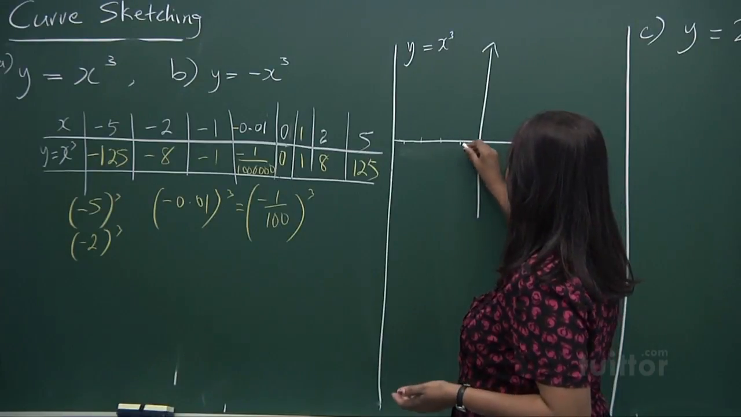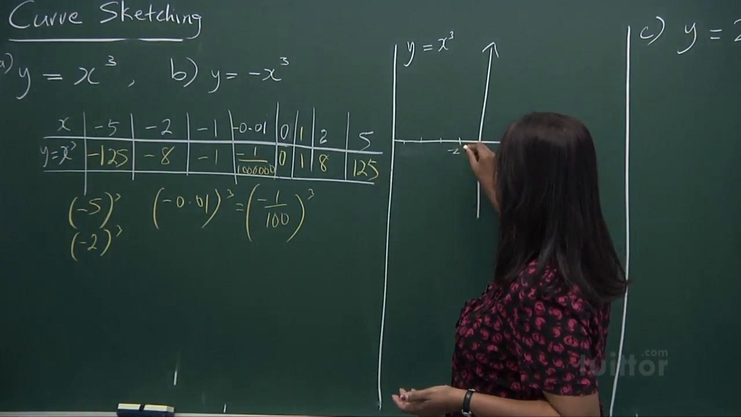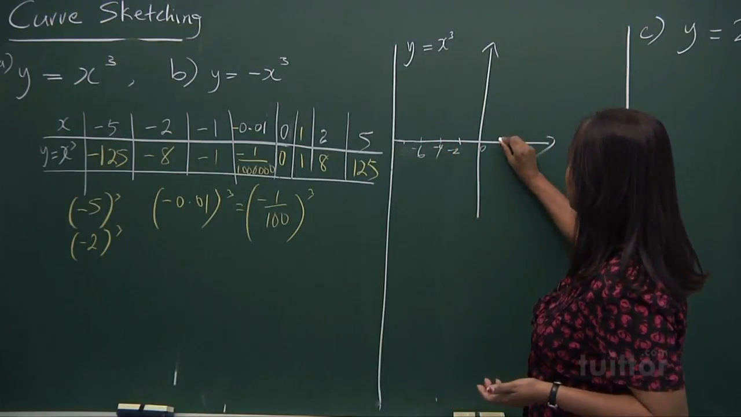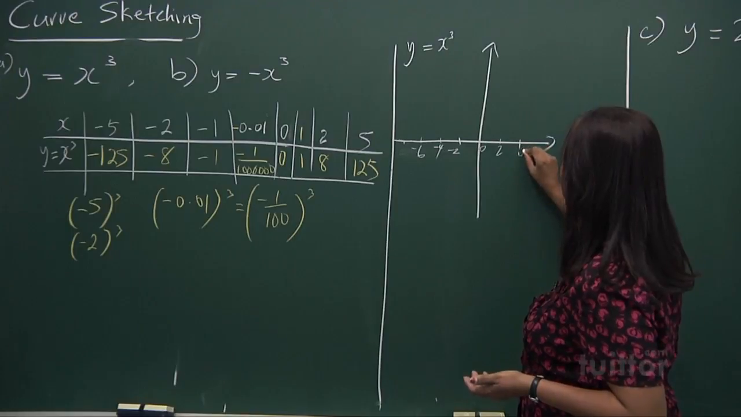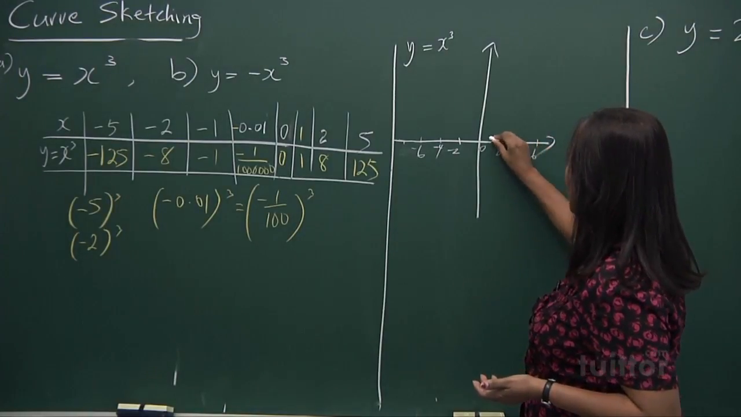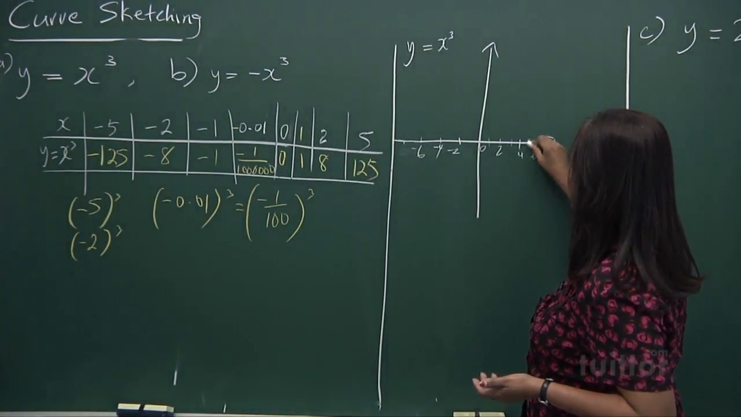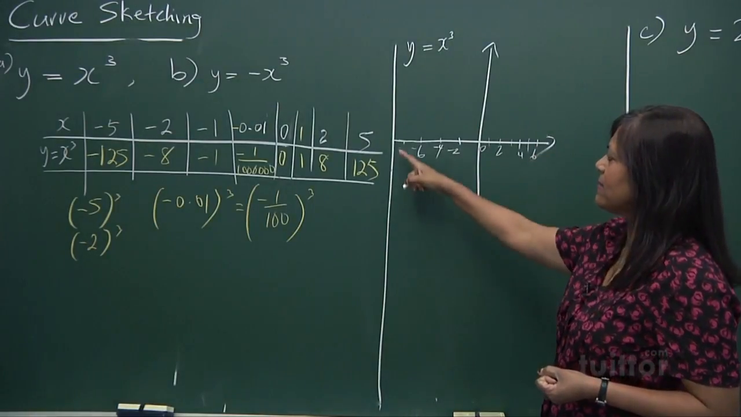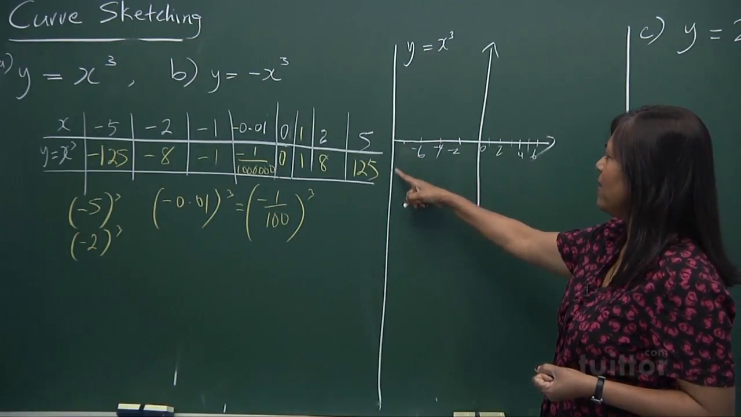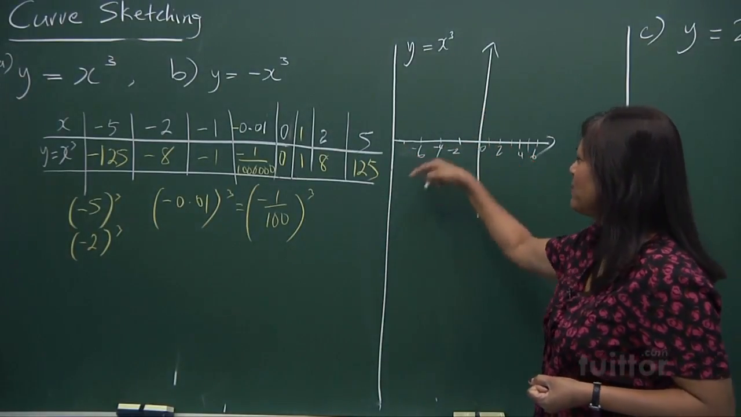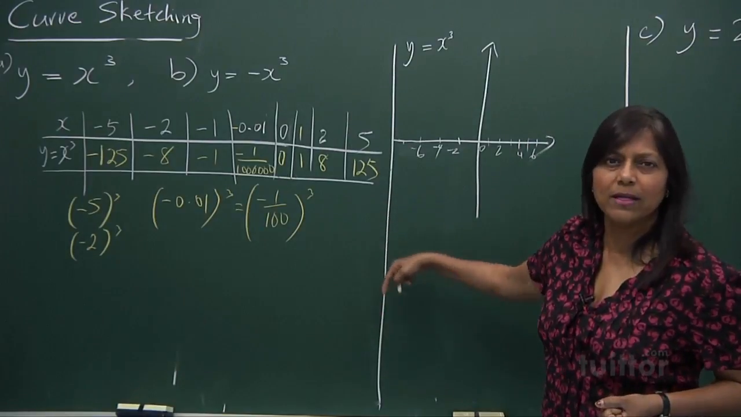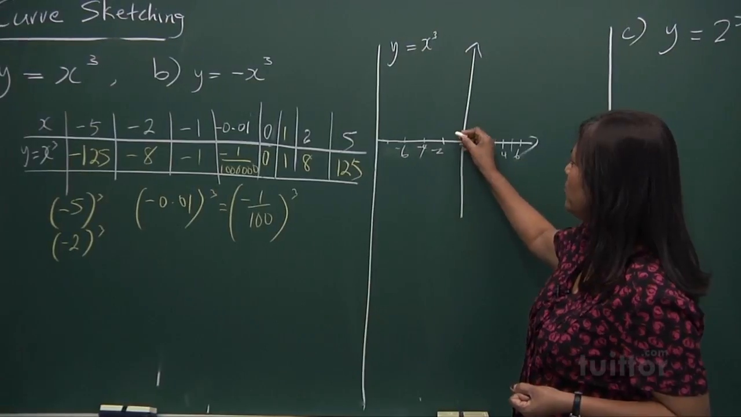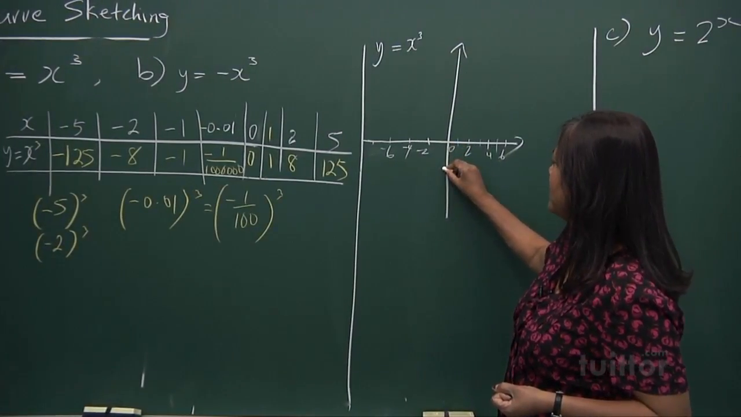I said this will be a 2, -2, -4, -6. This will be a 2, a 4, a 6. Well, your 1 will be in between, 3 and 5 are all in between. Now, if you look at when x is -5, y is -125. That's really down. Alright? When x is -2, y is -8.